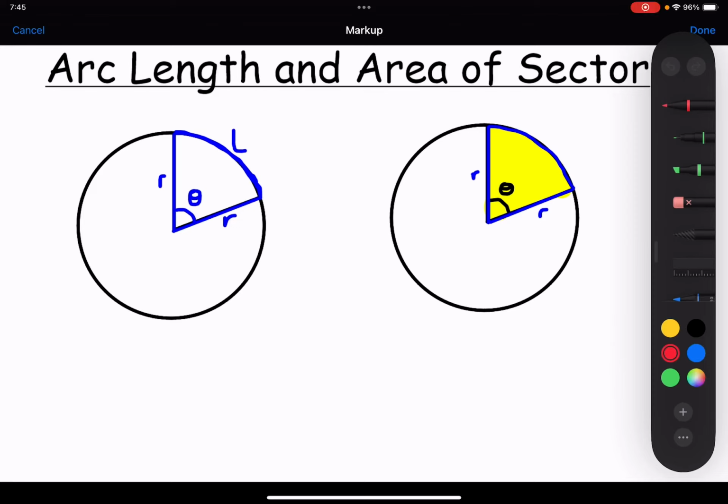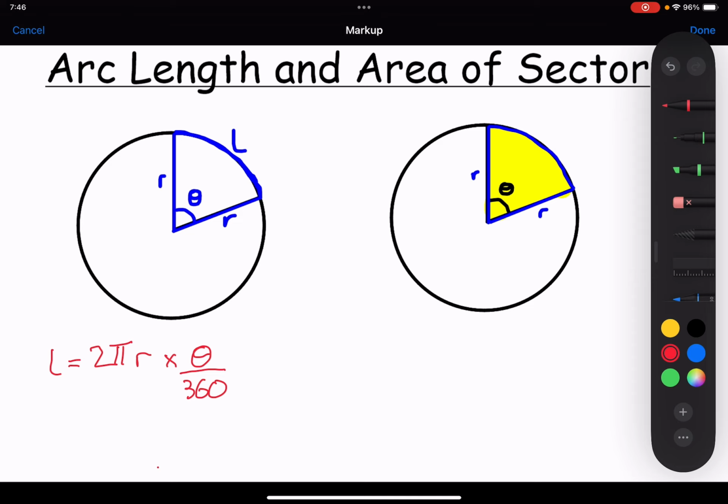In GCSE, if we wanted to work out the arc length or the area of a sector, we had to use some quite awkward formulae. For the arc length, we worked out the circumference of a whole circle, which was either pi times the diameter or 2 times pi times the radius. So that was the circumference of a whole circle, and then we times it by the fraction of the circle that we had, which was the angle out of 360. That was our calculation for working out the arc length.